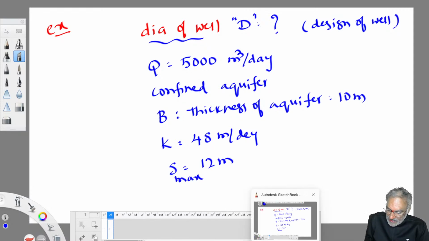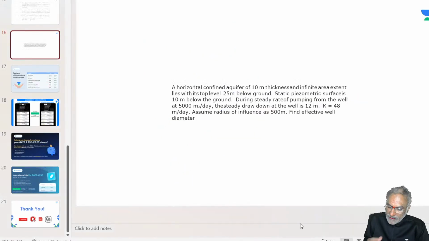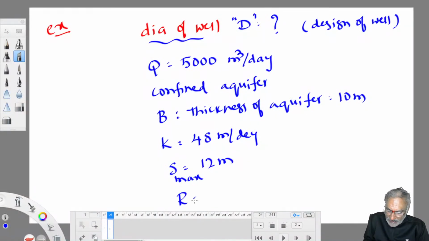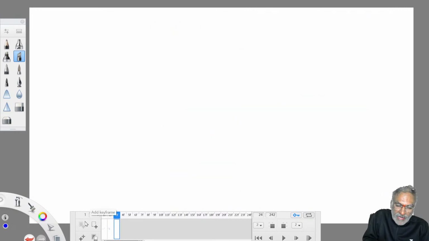Then what else is given? Assume radius of influence as 500 meters. Radius of influence is given, capital R. Capital R is given as 500 meters. And you have been asked to find out what? Diameter of the well.